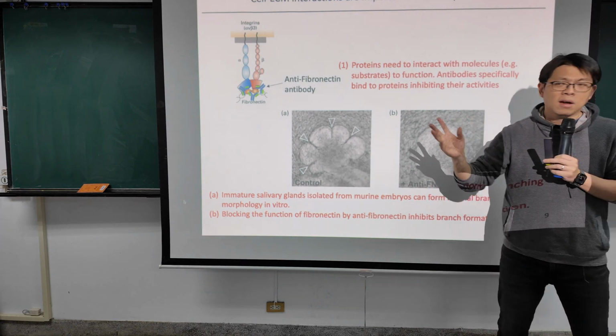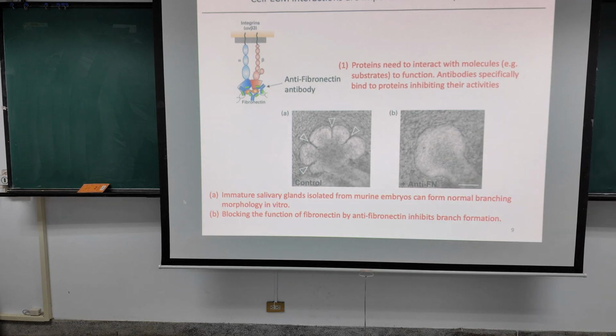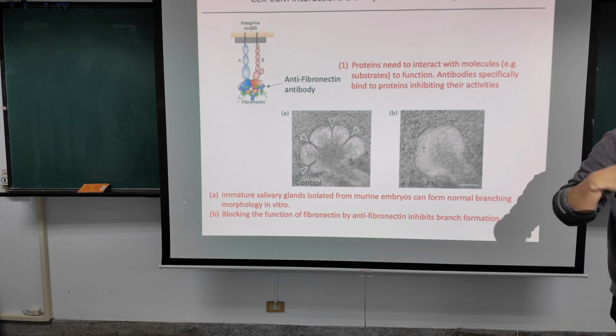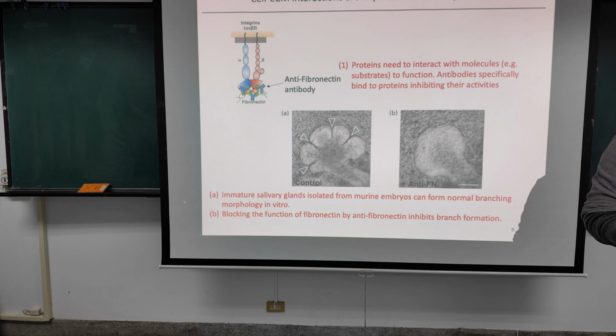So basically, antibody masking is one kind of major strategy people use to block a protein. Because when a protein needs to be functional, it needs to interact with its substrate or its signaling partner. So if you interrupt such an interaction, you will block its function. The protein cannot do the reaction. There is no such thing.